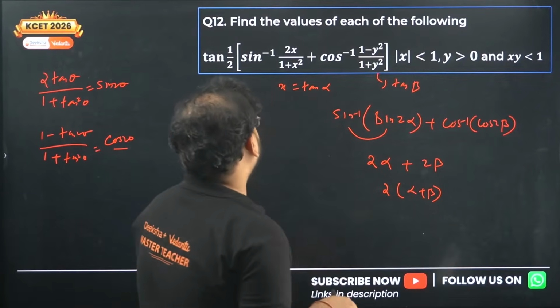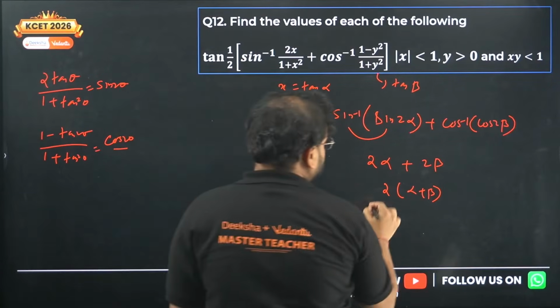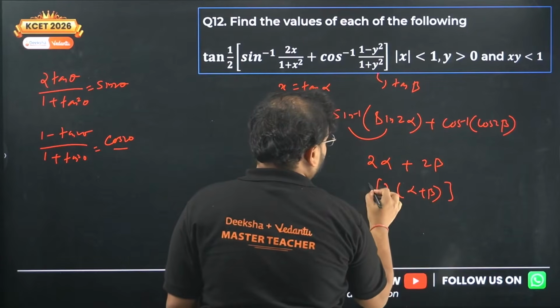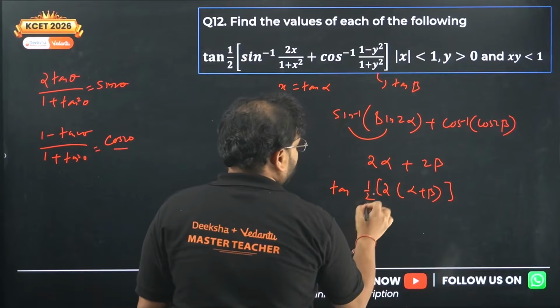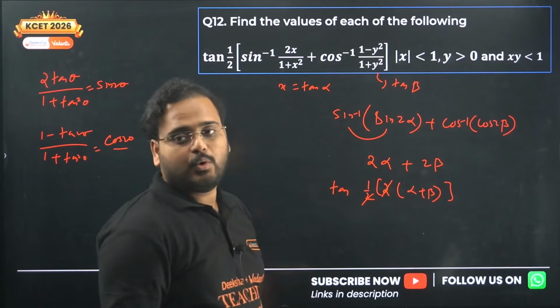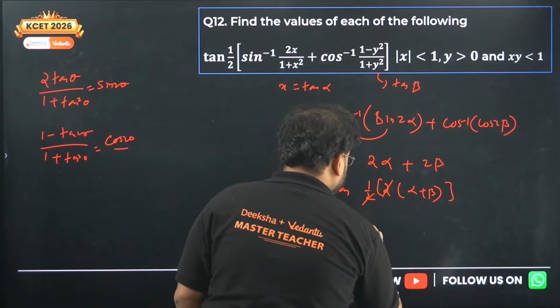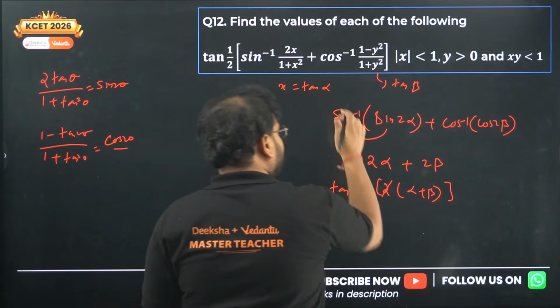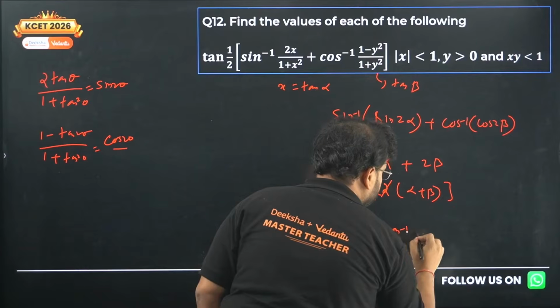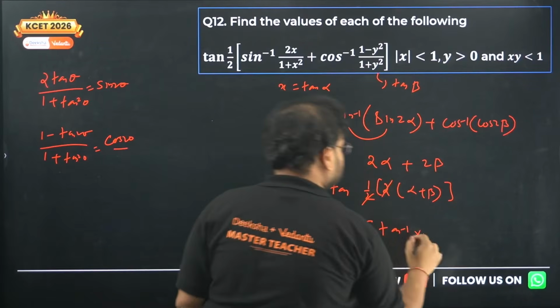Now bring back this value. What do we have? 1 by 2 outside, with tan. 2 and 2 go out. Now what do I have left? Simply tan alpha. What is alpha? If x is tan alpha, it means alpha is tan inverse of x. Tan inverse of x. What about this?